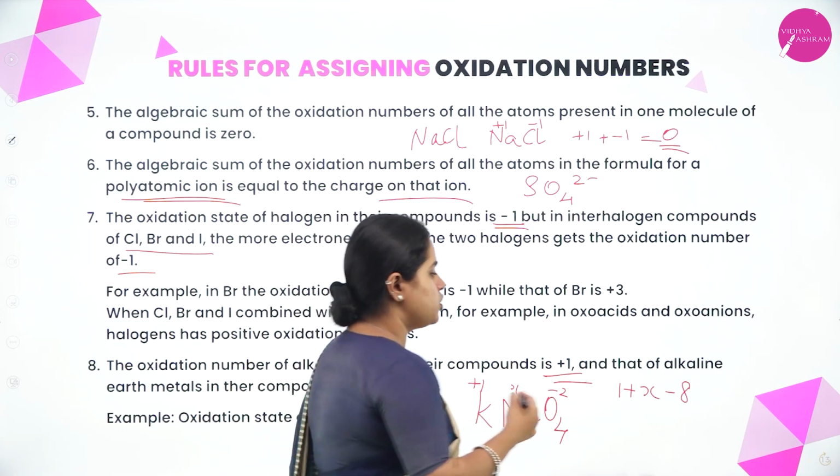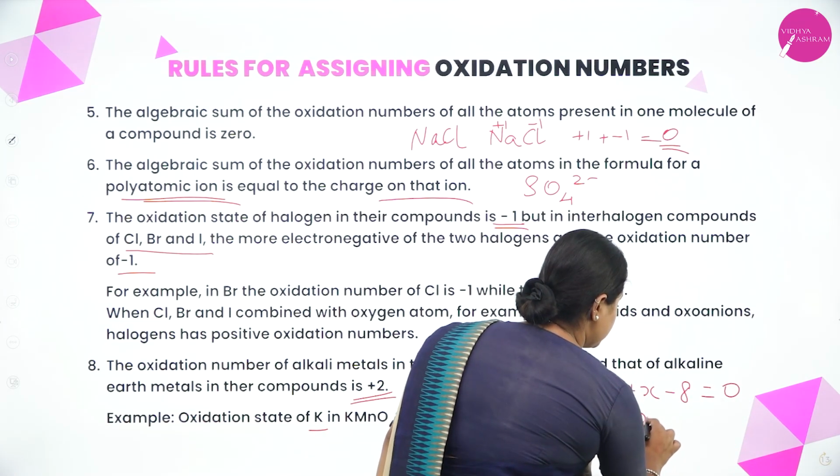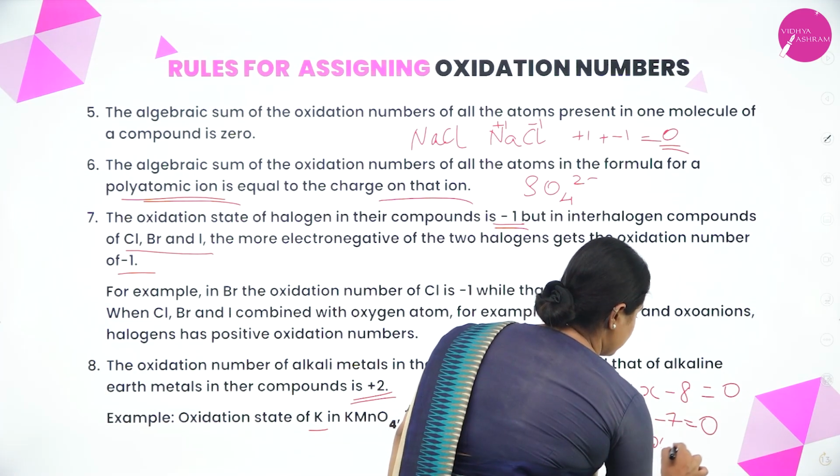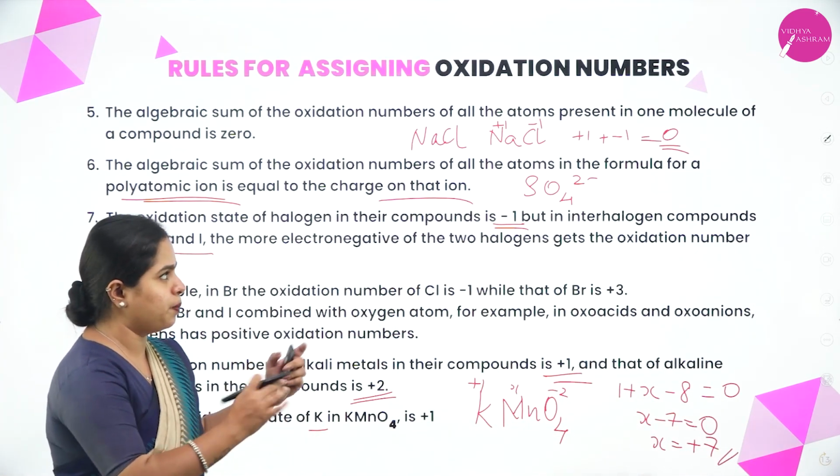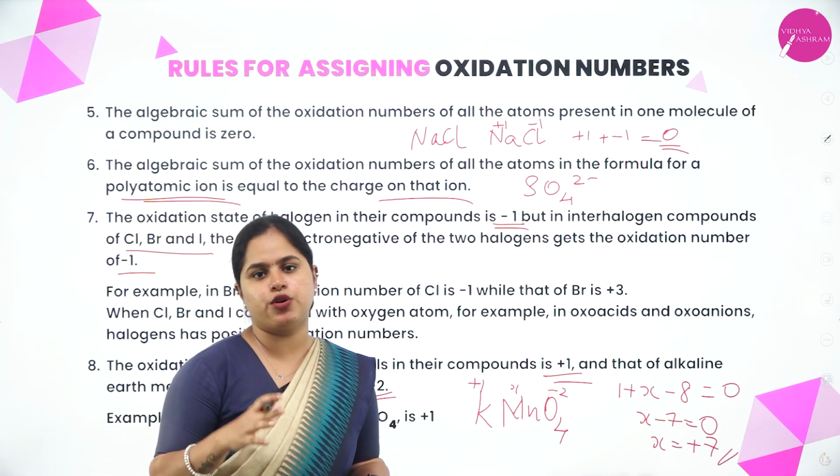You have 4 of that. So it will be equal to 0, right? So X minus 7 will be equal to 0 and X will be equal to +7. So how am I doing this calculation? In the upcoming slides, we are going to do it in detail and we are going to do many problems based on that.